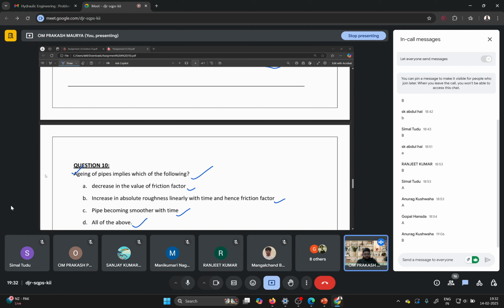Please everyone try to give the answer. Very simple question. Aging of pipe. Just please think about the terminology aging of pipe. Then you can very easily, using your brain and the basic fundamentals of the fluid or your field observation also, give the answer of this question very easily.